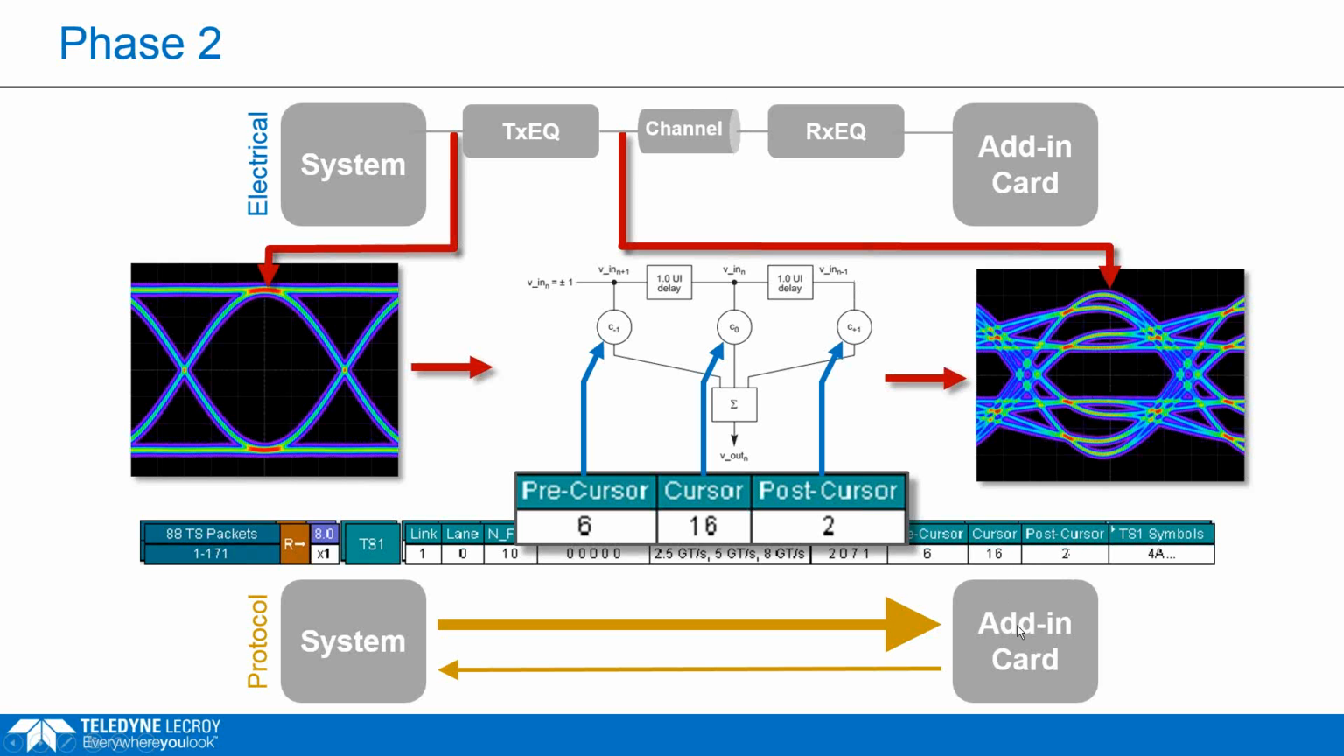But the interplay between the electrical layer and the physical layer is really important here because we need these two things to happen basically at the same time. We need the physical transmitter to change on the system so that it's actually outputting the right type of signal, and we need the protocol confirmation back to the add-in card to say it's changed. So both of those things need to happen at the same time.